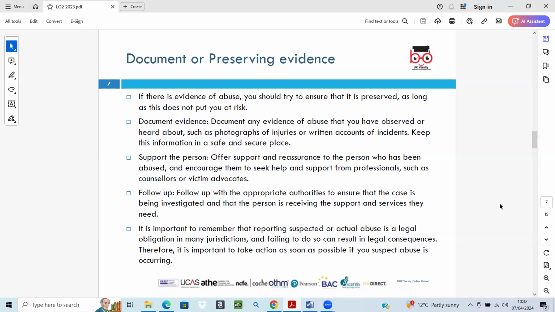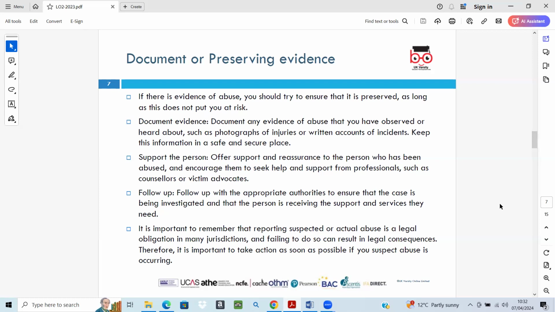So who will do that? The manager or the responsible safeguarding lead will investigate further or get in contact with the local authorities to know what the outcome is.